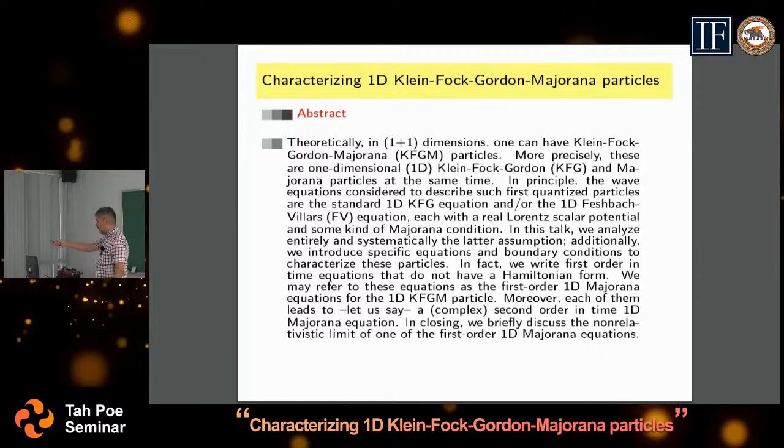This equation does not have the Hamiltonian form, for example. I call these equations the one-dimensional Majorana equation for the one-dimensional Klein-Fock-Gordon particle. Also, you can obtain from each of these equations a second order in time Majorana equation. And finally, I will be discussing the non-relativistic limit of the scalar field, because the scalar field is involved in this equation.